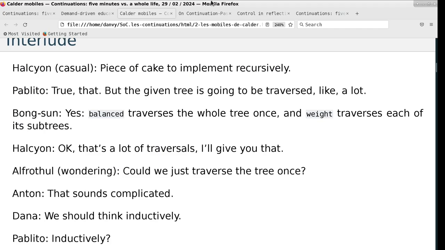Easy, casual. Piece of cake to implement recursively. True that, but the given tree is going to be traversed a lot. Yes, balance traverses the whole tree once, and weight traverses each of its subtrees. Okay, that's a lot of traversals. I'll give you that. Could we just traverse the tree once?